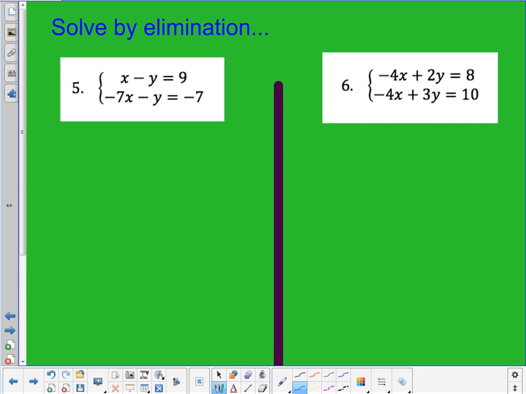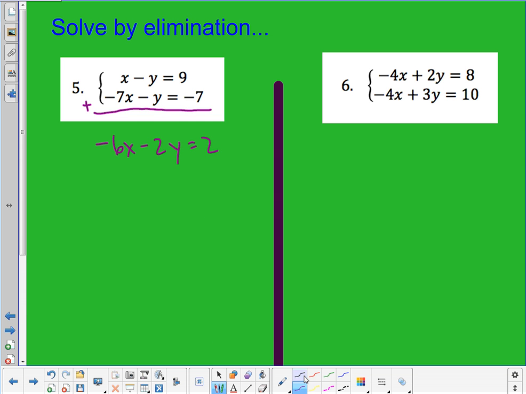In number 5, we have x minus y is equal to 9, and negative 7x minus y is equal to negative 7. Now, my x terms are lined up, my y terms lined up, equal signs lined up, constants lined up, so I'm good with that. But if I try to add this together right here, take a look at what happens. x minus 7x is negative 6x. Negative y minus y is negative 2y. And then 9 minus 7 is 2.